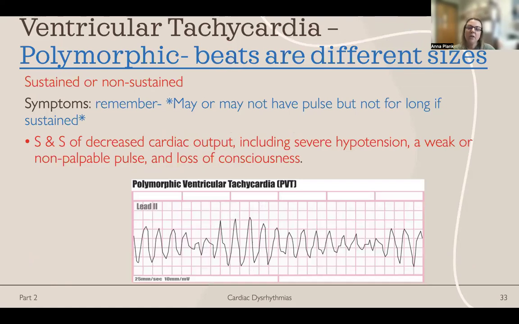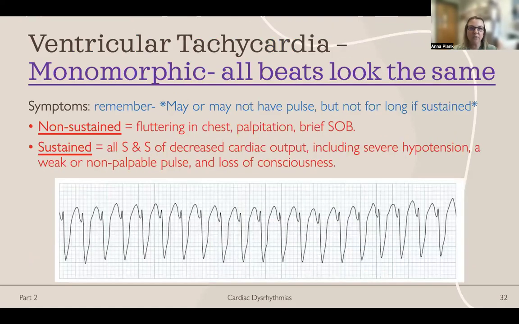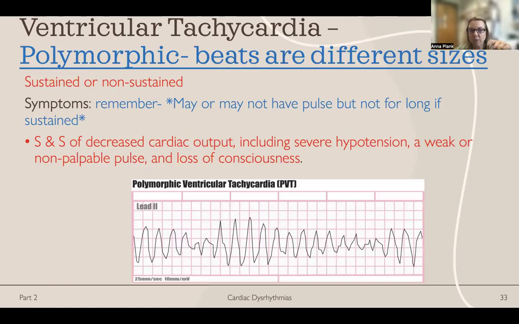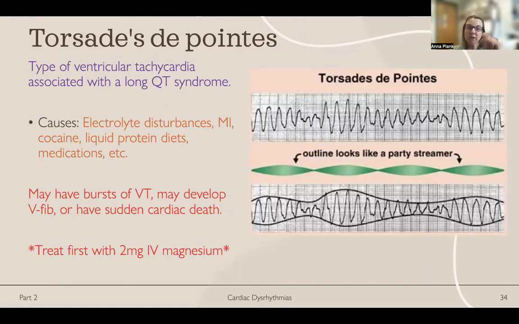Okay. There's different kinds. So if you look at this first one, they all look the same, right? Monomorphic, they look the same, just like with the PVCs. They all come from the same area. We have polymorphic, and that's where it's coming from different areas of the heart. And again, it doesn't matter what it looks like. If it is VTAC, if it's a wide rhythm that doesn't look like it's going to pop out of it anytime soon, we intervene.